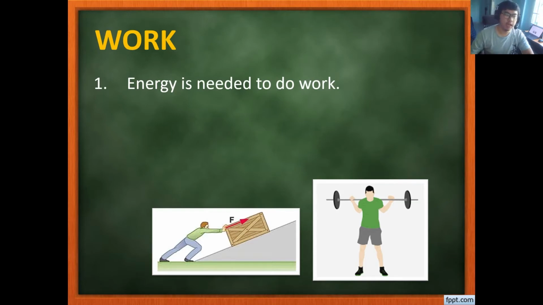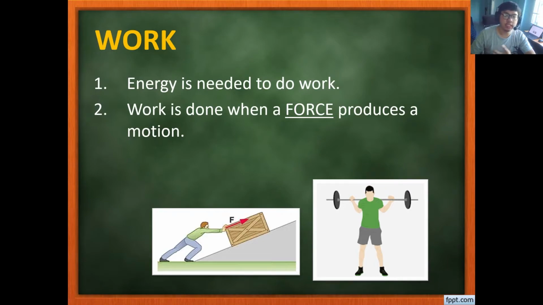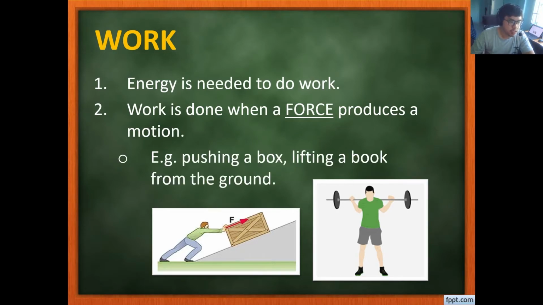Now, talking about energy, we can talk about work. So, work is something that you do when you have energy, and energy is needed to do work. Work is done when a force produces a motion. That makes sense. Whenever you're doing work, you push something or you exert a force on an object, and that object moves. Whenever there's a force involved and there's movement involved, we can usually say work is done on that object. For example, pushing a box or lifting a book from the ground.